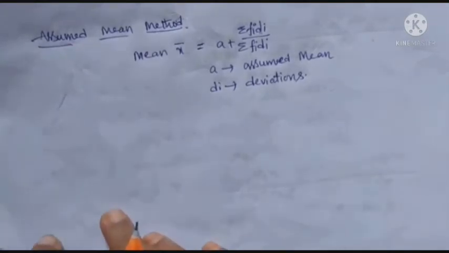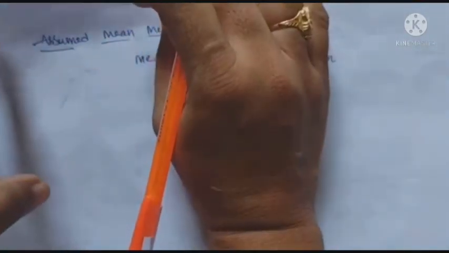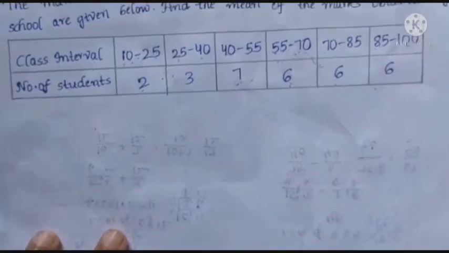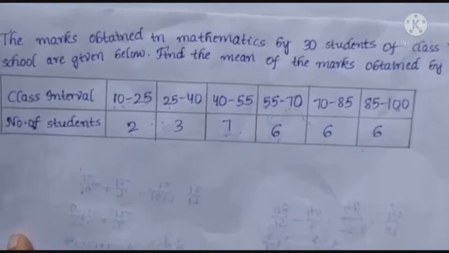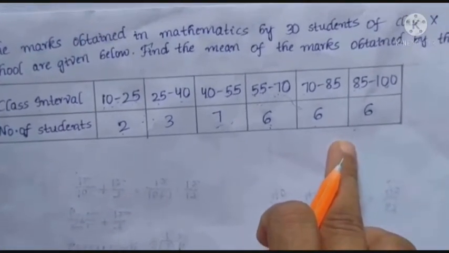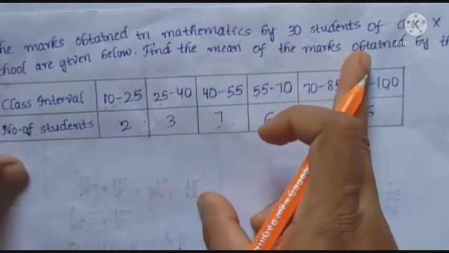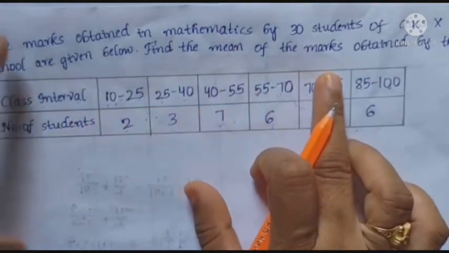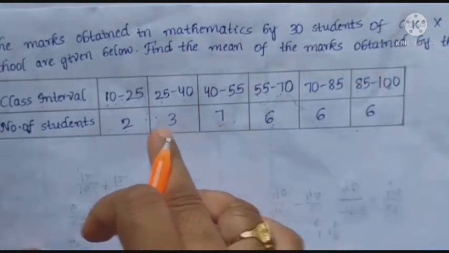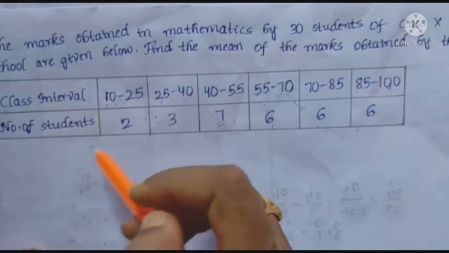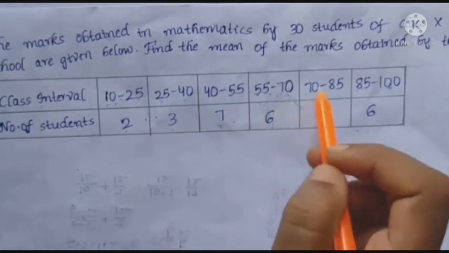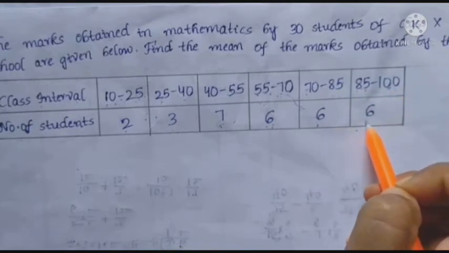Let us consider the same example which we used for the previous method. The marks obtained in mathematics by 30 students of class 10th of a certain school are given below. Find the mean of the marks obtained by the students. Same problem, children. Class interval 10 to 25, number of students 2. 25 to 40, 3. 40 to 55, 7. 55 to 70, 6. 70 to 85, 6. 85 to 100, 6.